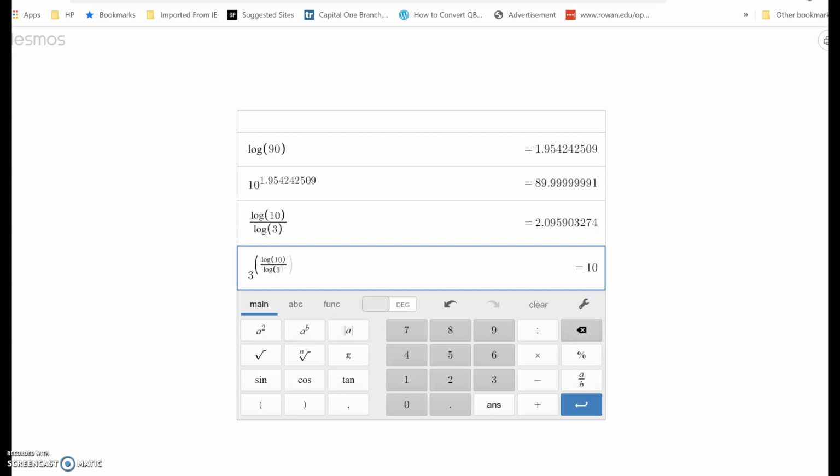The software is good enough to give me exactly 10. So when I put in this approximation, 2.09590372274, it got me close to 10. This one gives me exactly 10, which is kind of interesting.